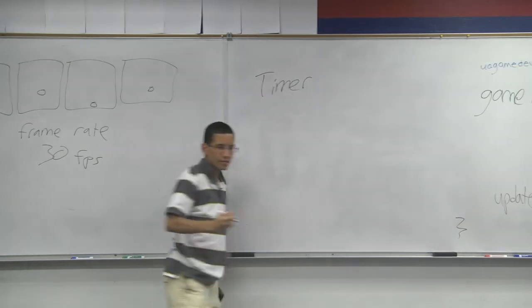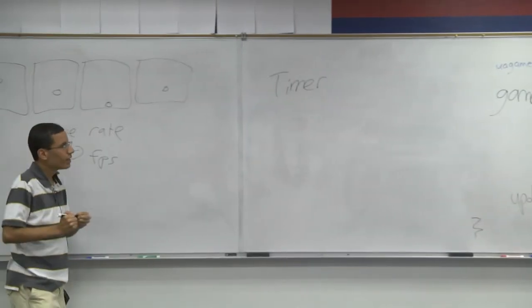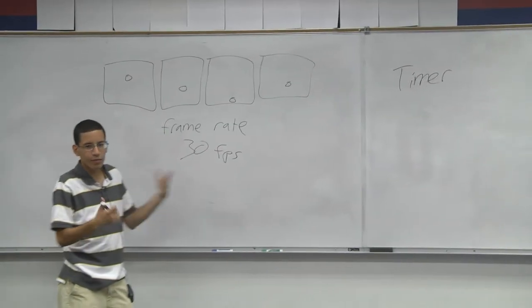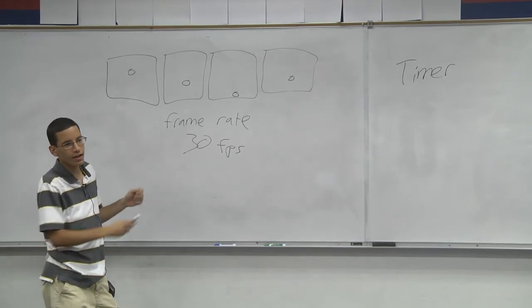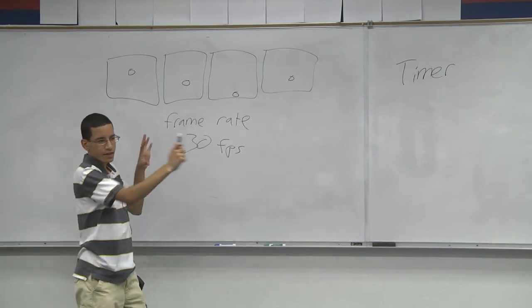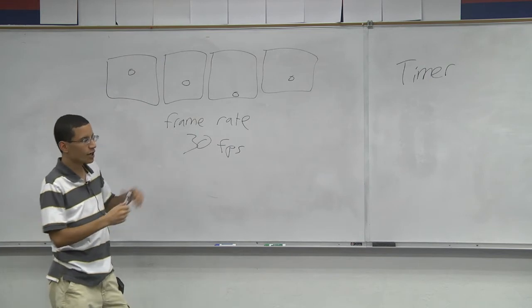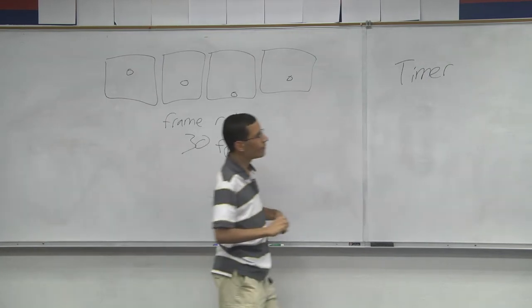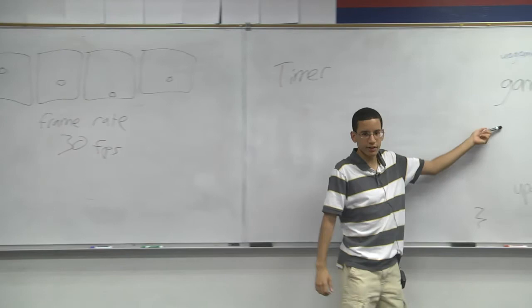So there is a timer object in Java. What a timer does, it's like a stopwatch. You tell it to start, and then it starts ticking. And on every tick, it will trigger your code for you. And so we can make our timer trigger our game loop on every tick.